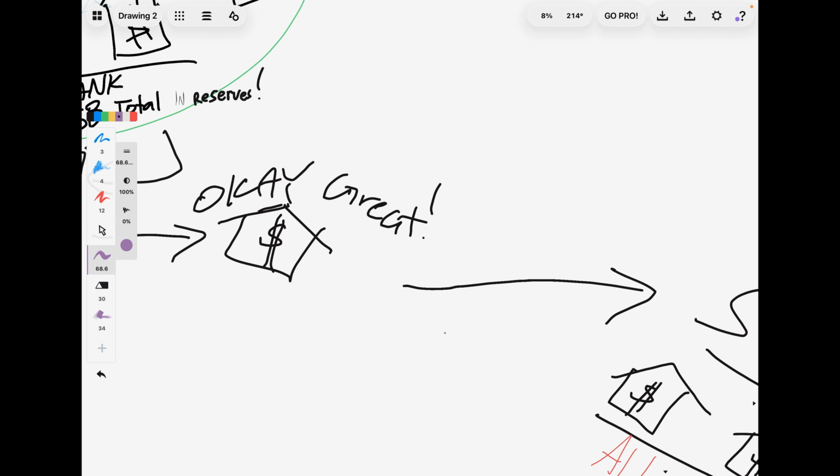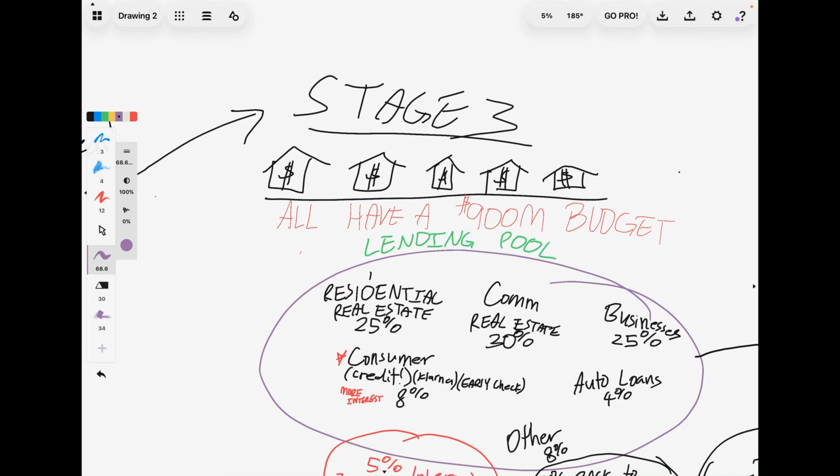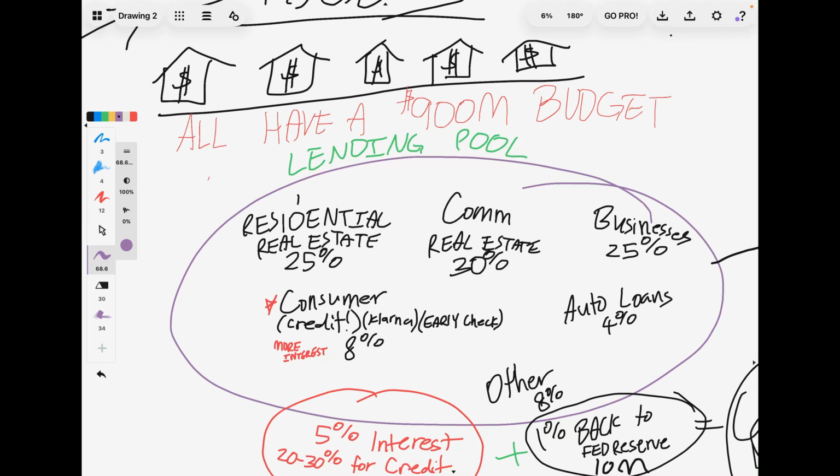Now the banks go, okay, great. We move on to stage three, which is 5 banks, $900 million budget for each of those banks. What are they going to do? They're going to do what I call a lending pool, or a loaning pool, or a borrowing pool. So they're going to take 25%. That's for residential real estate, whoever wants to get loans on real estate. Commercial real estate, 30% goes to that. Those are the big towers you see in the cities, upkeep on those, building nice, beautiful towers so the city looks great. New York, Metropolis, Minneapolis, my favorite place.